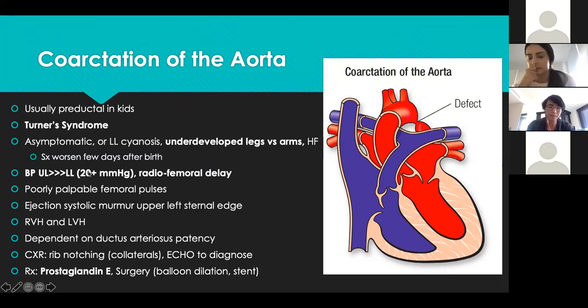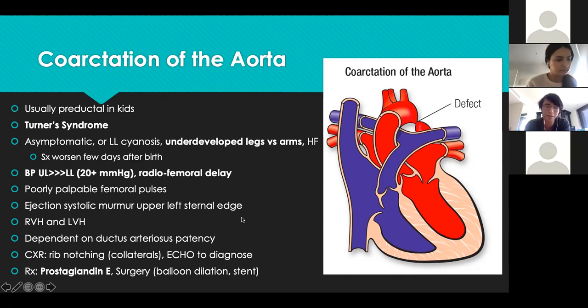So in a similar vein, if you do the blood pressure as an investigation, look for a differential in that blood pressure because you're not getting enough blood to your lower limbs, so the pressure is going to be a lot lower. And also radiofemoral delay because blood is taking longer to get to your legs. Similarly with the poorly palpable pulses, the ejection systolic murmur is also trying to get the blood to flow through that coarctation, causing that turbulence. And then you might also get compensatory hypertrophy of your left and right ventricles.